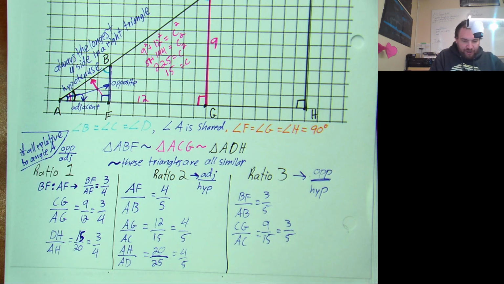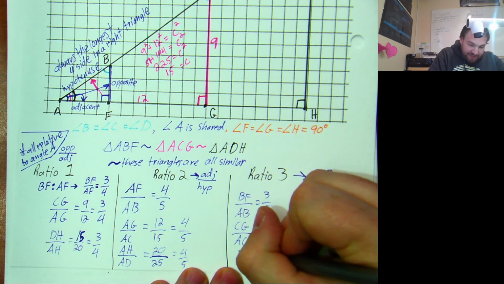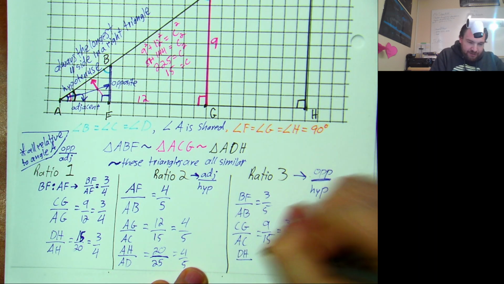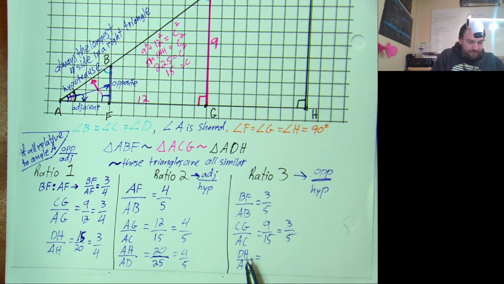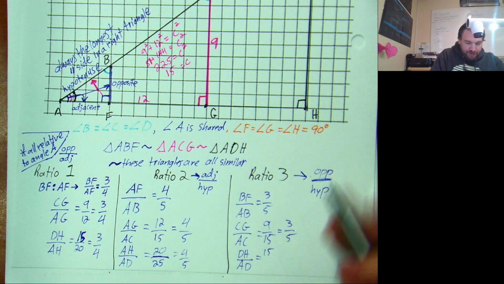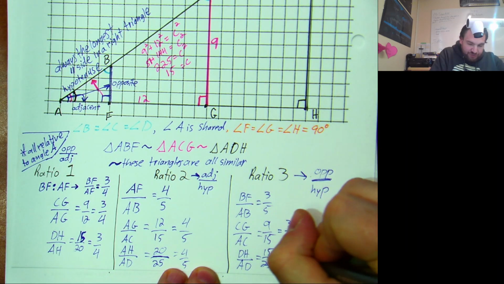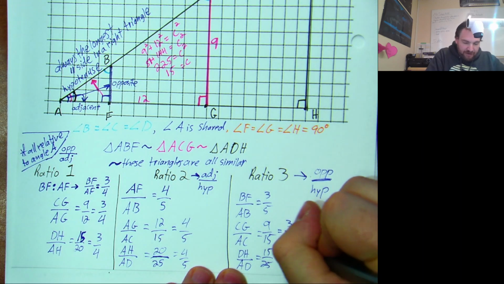And then the last one that we're going to do is the opposite side divided by the hypotenuse. From angle A, the opposite side here is DH. The hypotenuse is AD. We can use the lengths that we divined before. DH was 15. AD was 25. And so that ratio had better reduce to 3/5.